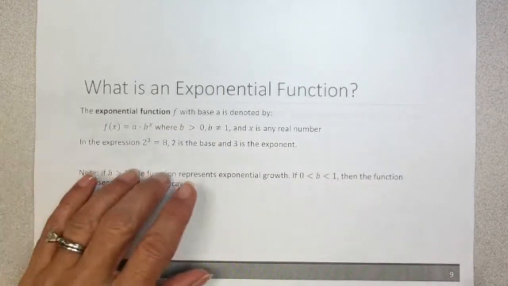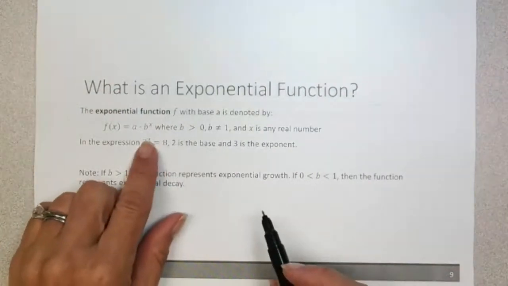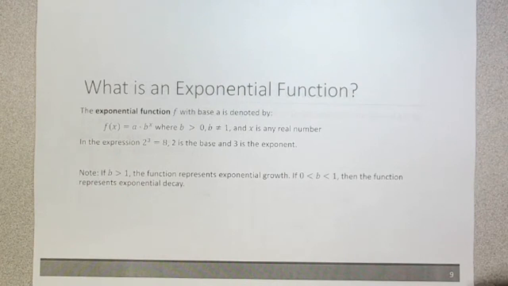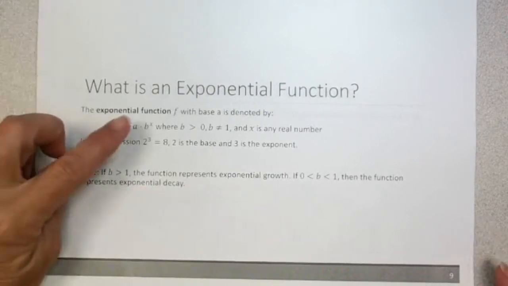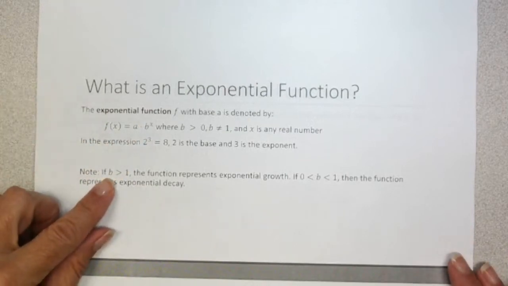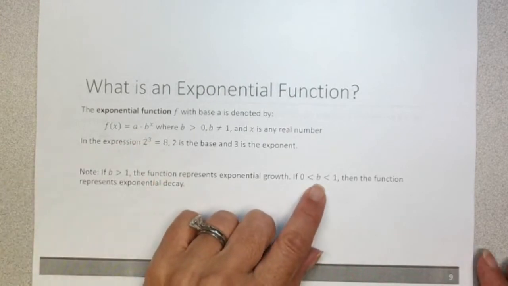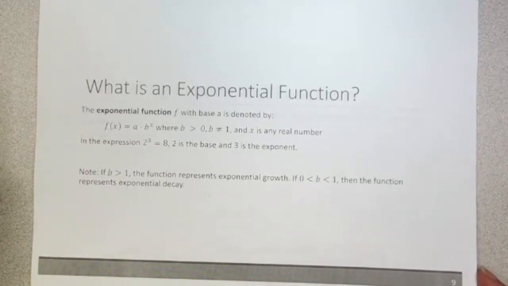As far as terminology goes, if we had the expression 2 to the third power equals 8, 2 would be considered the base, 3 would be considered the exponent. All right, special note here, when we're referring to exponential functions, if this base, b, is greater than 1, then we have an exponential growth function. If this base here, b, is between 0 and 1, then we have an exponential decay function.